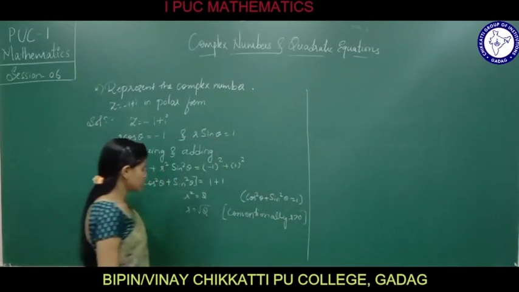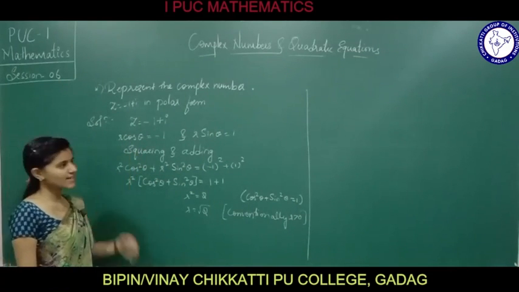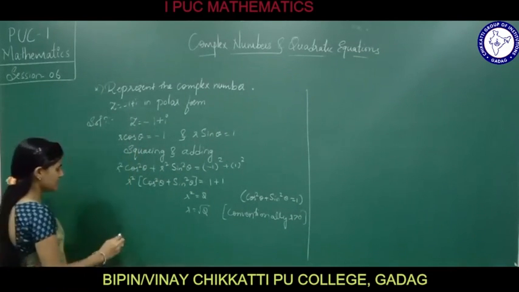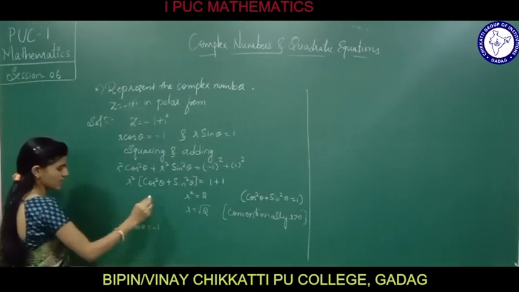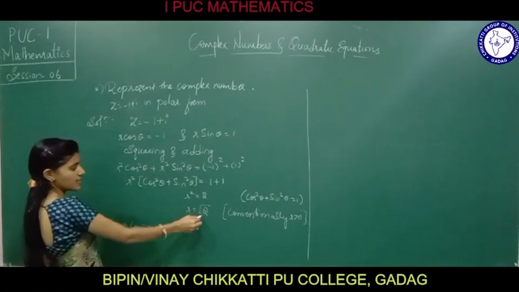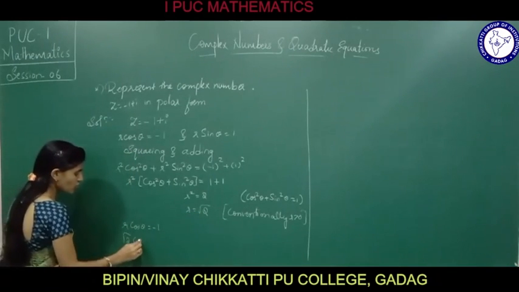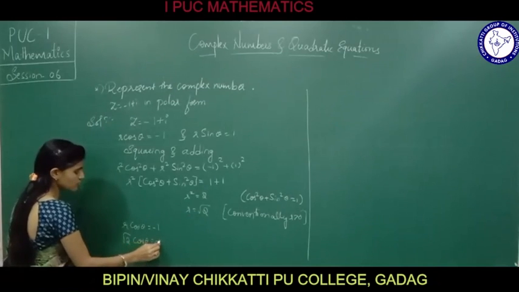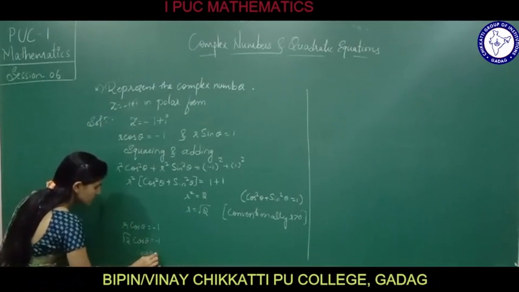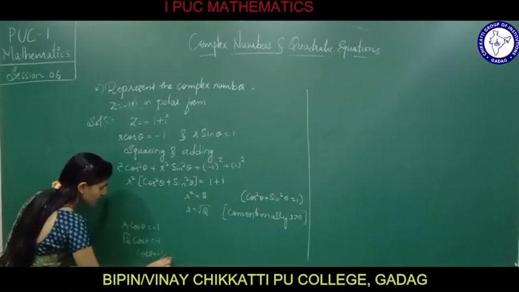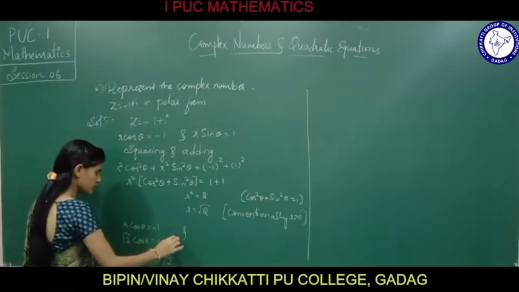Next, what we are going to do? Put this value of r here in r cos theta and r sin theta. That is r cos theta is equal to minus 1. Value of r is root 2. Therefore, root 2 cos theta is equal to minus 1, and we get cos theta is equal to minus 1 by root 2. Right?